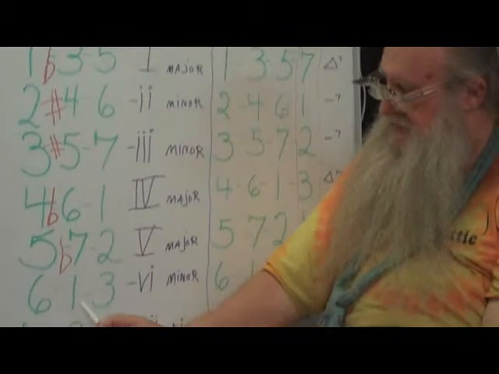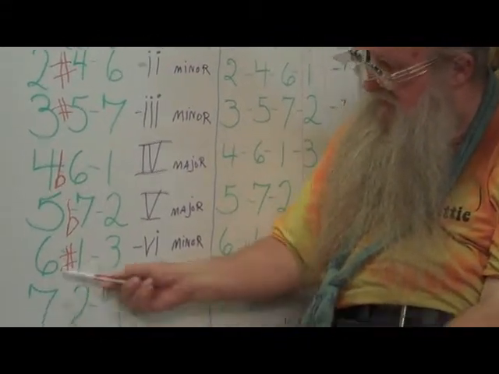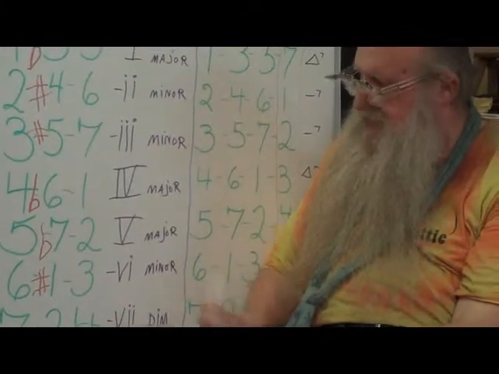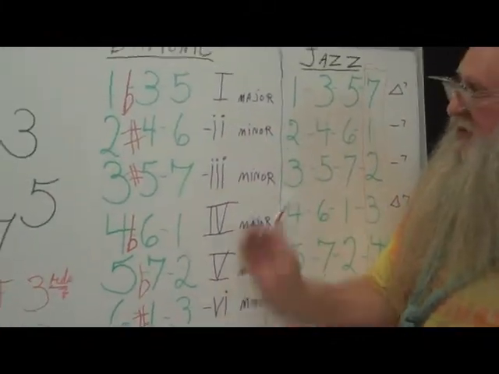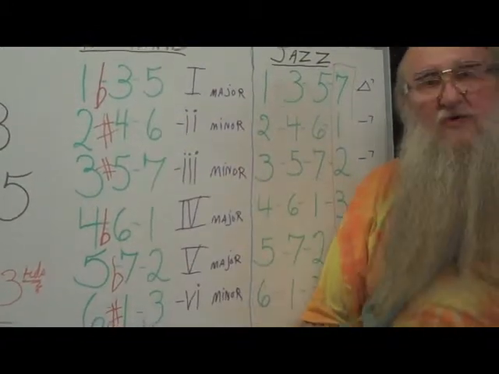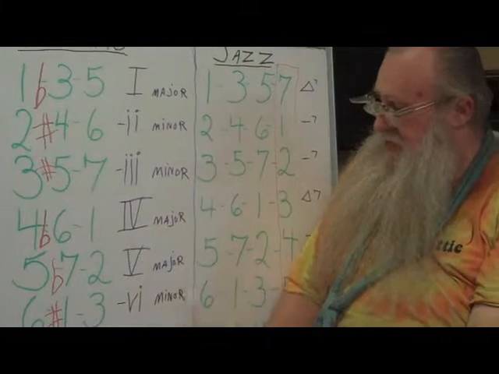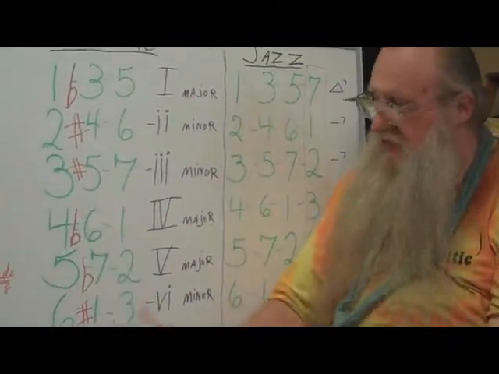I can take this 6 chord, put a sharp in front of the 1 here, and now I've raised this up and made this into a major chord. So I've taken the major chords here and made them smaller by lowering the middle note. And I've taken the minor chords here and raised them up by raising this note.